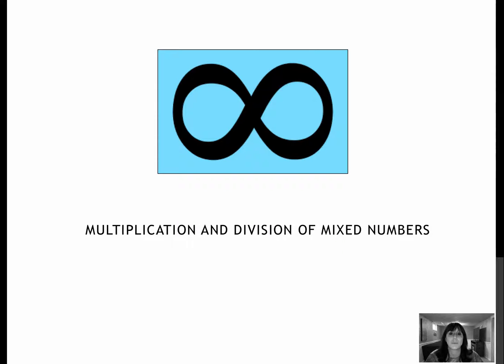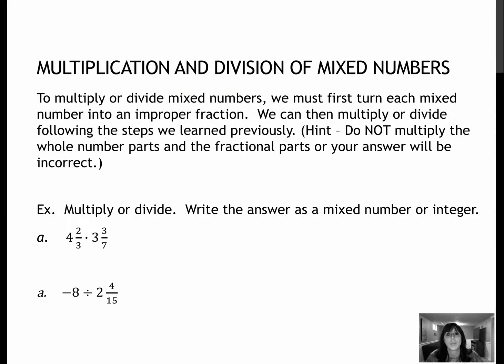This lesson is on multiplying and dividing mixed numbers. When we multiply and divide mixed numbers, it's very important that we turn both of our values into improper fractions first. So it must be an improper fraction, and then we're going to reduce, and then we're going to multiply or divide. So do not multiply or divide the whole number parts.